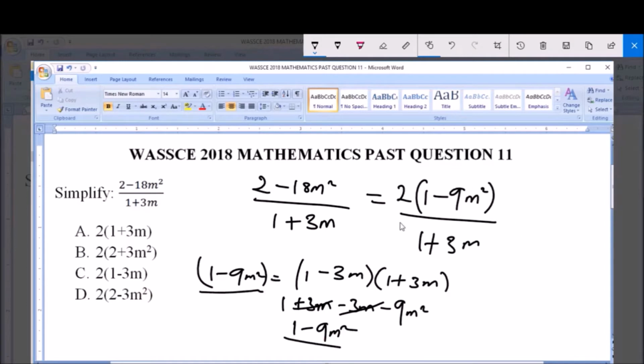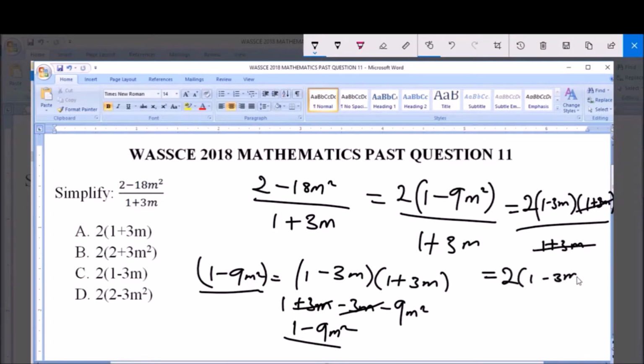So we can simply write this as equals to 2 into 1 minus 3m into 1 plus 3m all over 1 plus 3m. Now this 1 plus 3m here can cancel this 1 plus 3m in the denominator, leaving us with 2 into 1 minus 3m. And this is the answer to this question, 2 into 1 minus 3m, and that is option C.